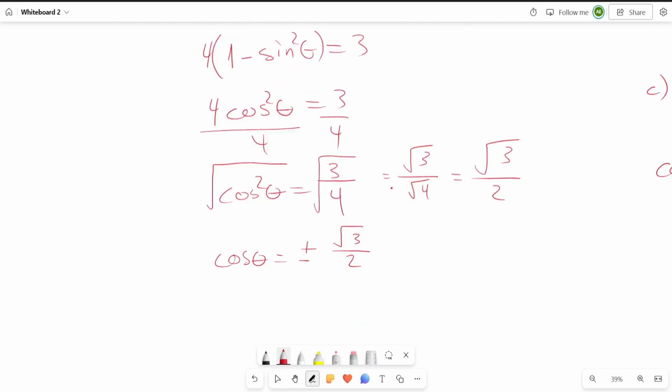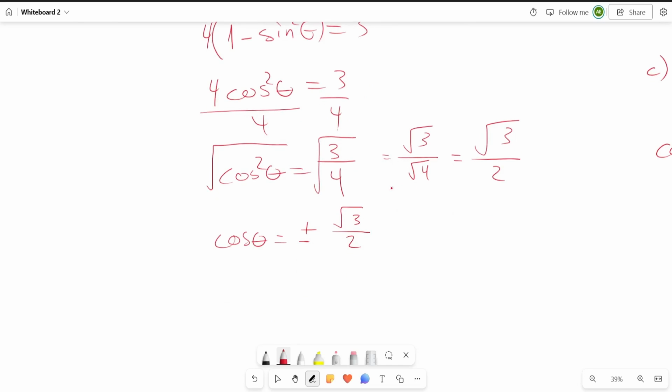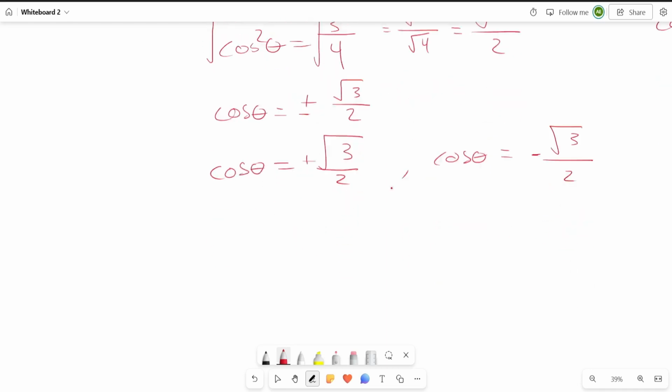So basically, what does this say? What do you mean by a plus and minus? It means that I have one answer where cosine theta equals plus root 3 over 2, and one answer where cosine theta equals minus root 3 over 2. So we will solve both of these angles. This will give me two answers, not only one.